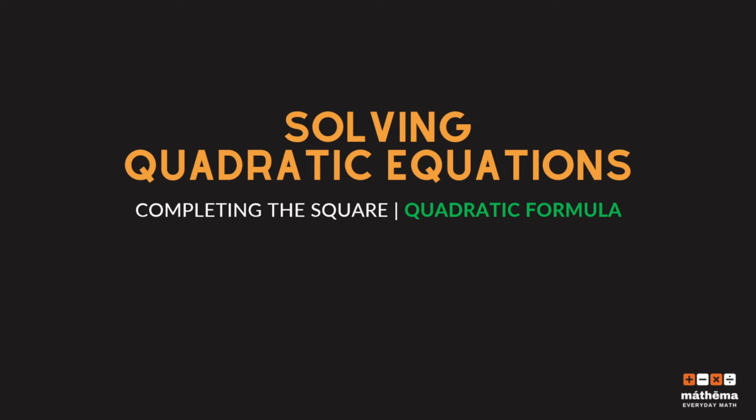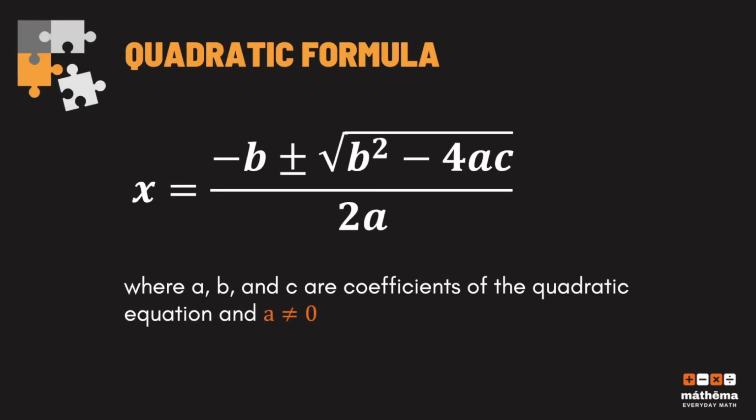We will now have the quadratic formula. So, solving quadratic equations using the quadratic formula. To start, I want us to familiarize ourselves with the quadratic formula. It is given by x is equal to negative b plus minus the square root of b squared minus 4ac, all over 2a, where a, b, and c are coefficients of the quadratic equation and a is not equal to 0. So we will try to use this formula for us to better understand the concept.